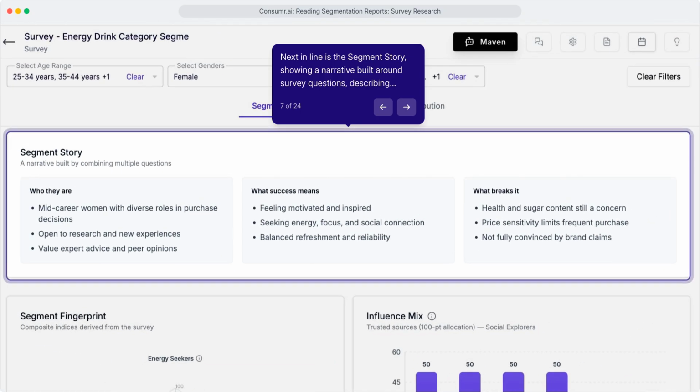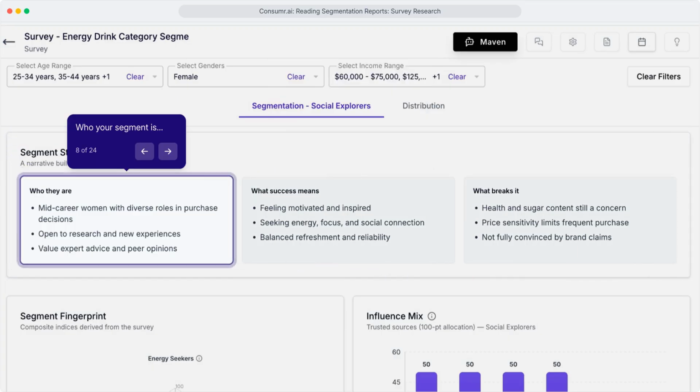Think of the segment story as the segment's origin story. It's not just data points, it's a coherent narrative. That narrative brings the segment alive. You start thinking of them as real people with real jobs, real pressures, and real frustrations. That human understanding is what drives better marketing.